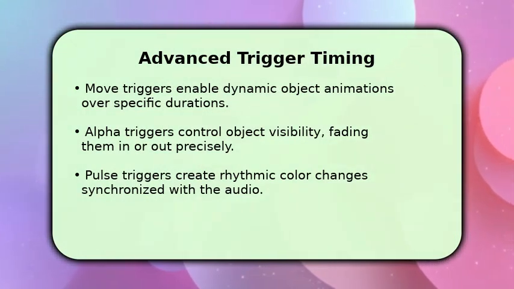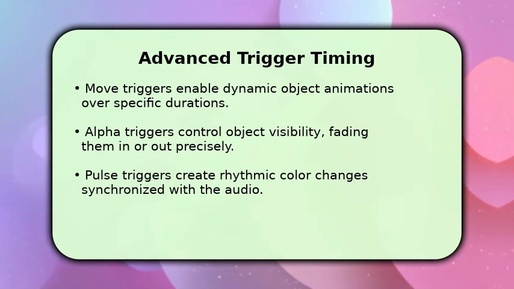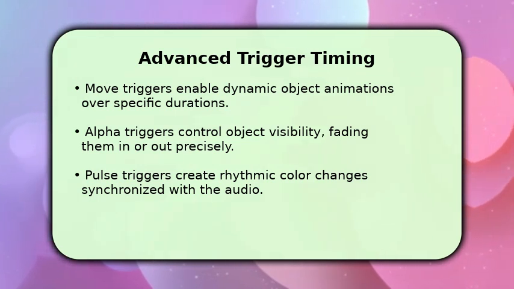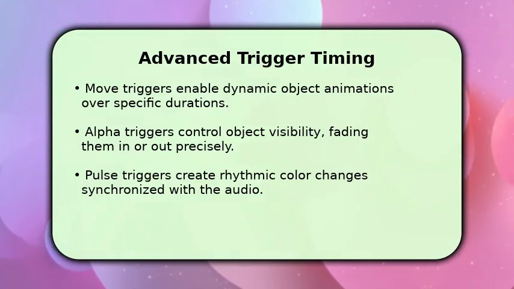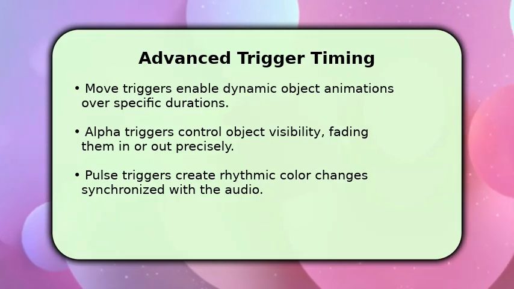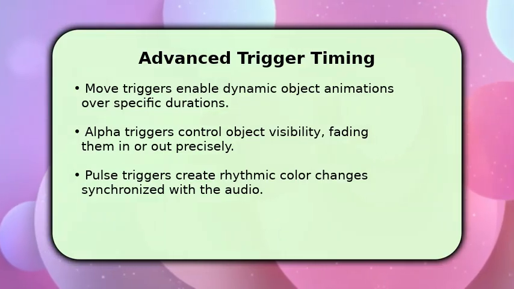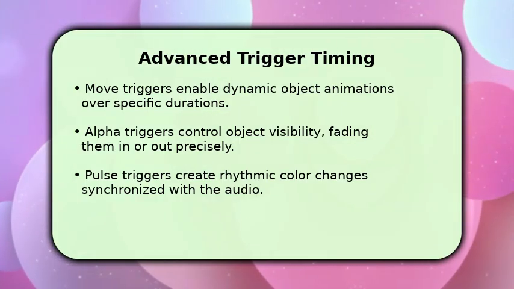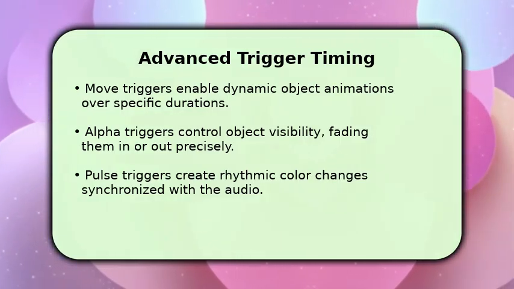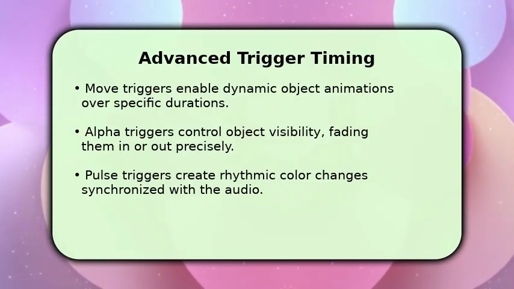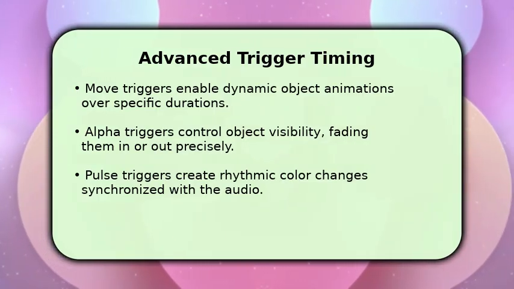Now, let's dive into advanced timing using triggers. Move triggers are fantastic for creating dynamic object animations, allowing elements to shift position over a set duration, perhaps 1 second or 2 seconds. Alpha triggers give you control over visibility, letting objects fade in or out at exact moments. And pulse triggers are perfect for rhythmic color changes, making your level visually dance to the beat of the music.